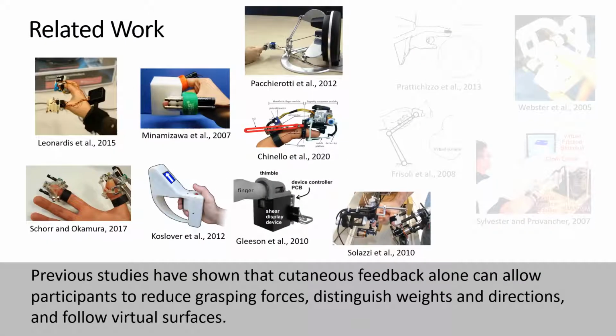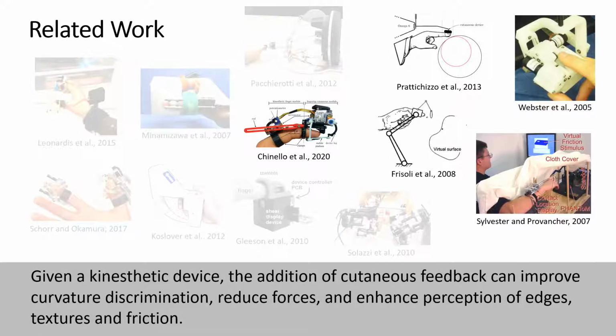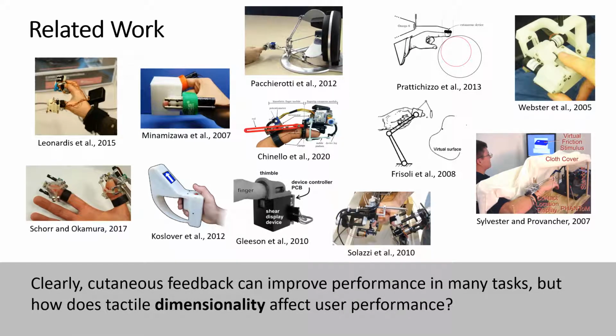Previous studies have shown that cutaneous feedback alone can allow participants to reduce grasping forces, distinguish weights and directions, and follow virtual surfaces. Given a kinesthetic device, the addition of cutaneous feedback can improve curvature discrimination, reduce forces, and enhance perception of edges, textures, and friction. Clearly, cutaneous feedback can improve performance in many tasks, but how does tactile dimensionality affect user performance?